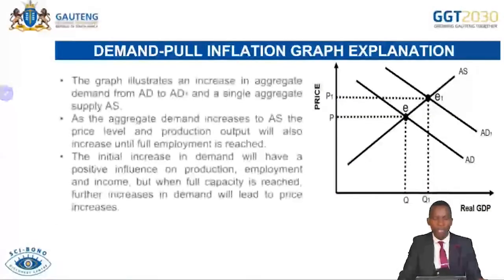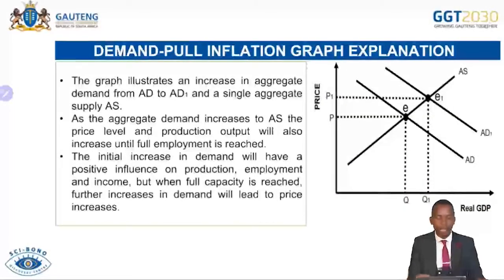This is the same graph being explained. The graph illustrates an increase in aggregate demand from AD to AD1 and a single aggregate supply, AS. You can see AS remains there, but AD increases to AD1. As aggregate demand increases to AD1, the price level of production output will also increase until full employment is reached.